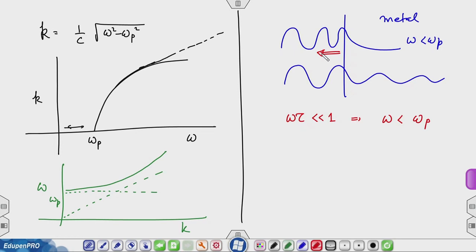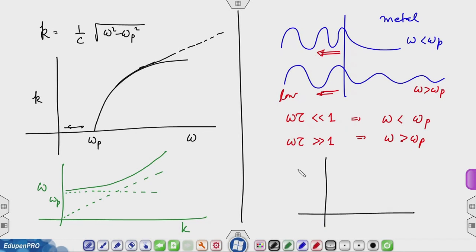On the other hand, when omega is greater than omega p, omega tau is much greater than 1, right, implying that omega is greater than omega p, this guy transmits through and reflection is low. So, when you do experiments, what you find is, if you plot reflectance versus omega, you find almost perfect reflectance to start with. It comes down, goes to 0 at omega p, picks up again, and never goes back to 1, but something like this. All right, this is a property of metals. This is one way you can find what omega p is.